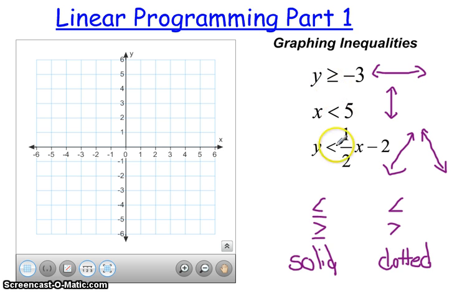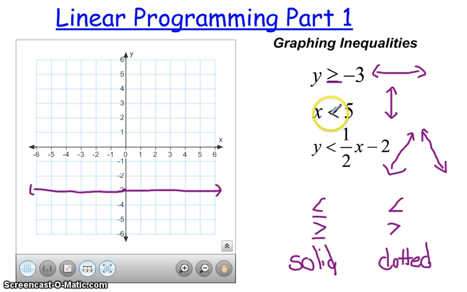So using this, let's go through our 3 inequalities here and draw our lines. First off, we have y is greater than or equal to -3. Because of this equal, I know it's going to be solid, and I know it's going to be horizontal. So let's find our -3, which is right here, and draw a horizontal solid line at that point. There is our first line. Very easy.